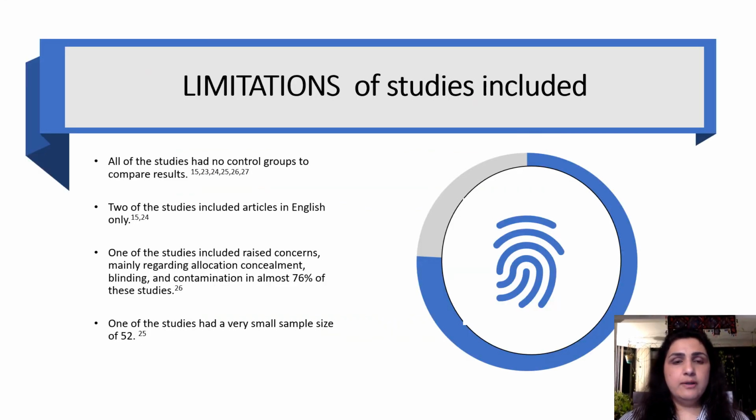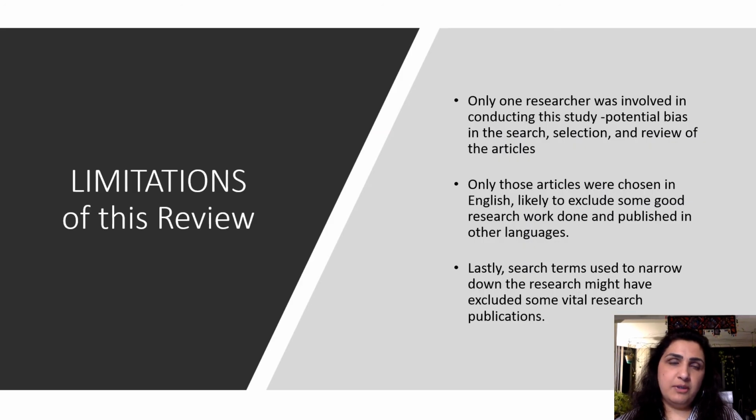So, in general, if we talk about the limitations of all the studies we had, none of them had any control group. Then two of the studies had articles only in English. One of the studies included risk concerns about allocation concealment in almost 76% of studies, and that's a huge number. That reduces the importance of that study. And then one of the studies had a very small sample size of 52. So these were the limitations related to the studies.